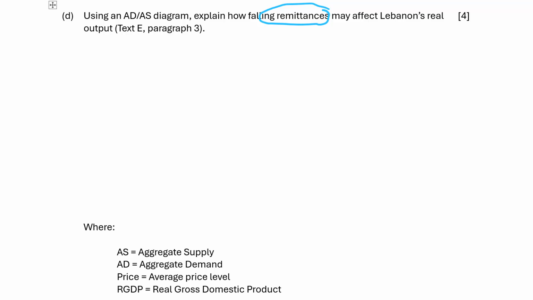So that's going to be our strategy moving forward. We're going to have this aggregate demand supply diagram, and we're going to depict both a falling aggregate demand and supply due to these falling remittances, as well as the FDI effect. And then we're going to have a couple of paragraphs down below this to explain what the diagram means. Okay, so let's go ahead and start with the diagram.